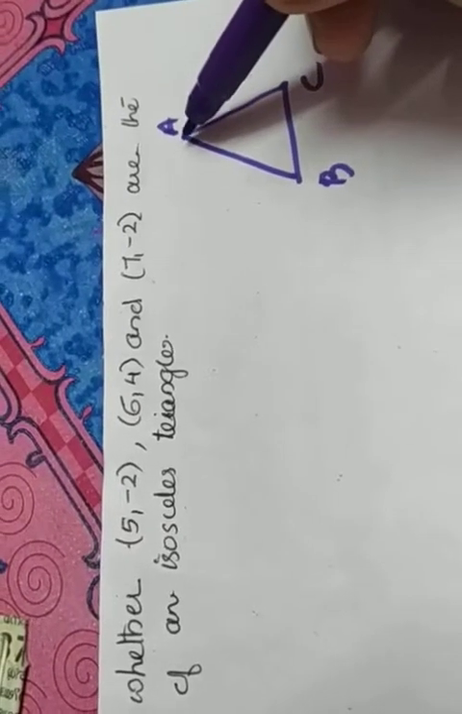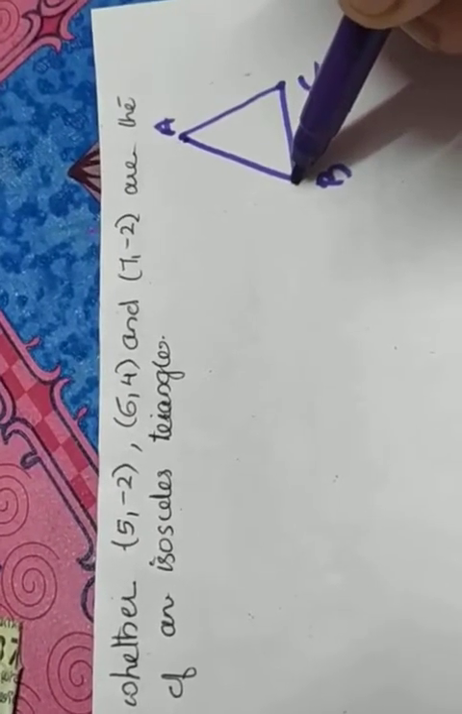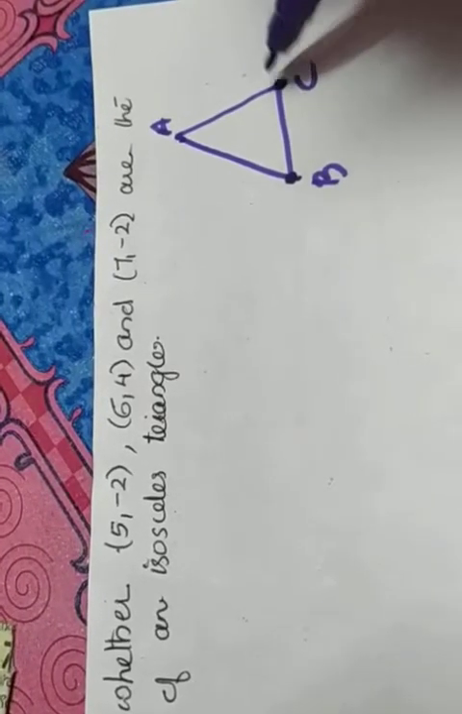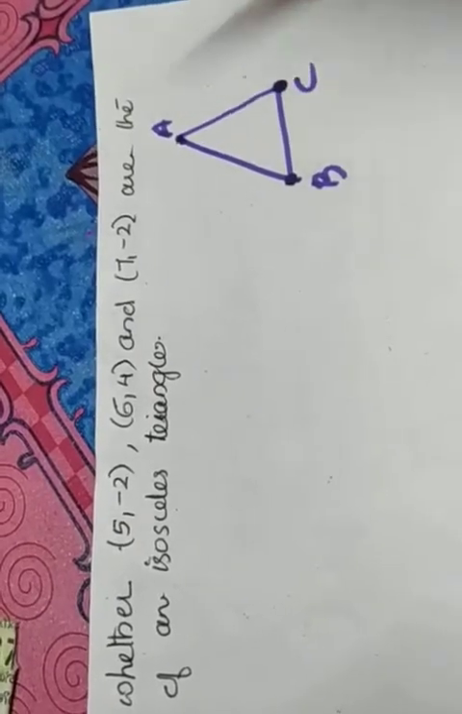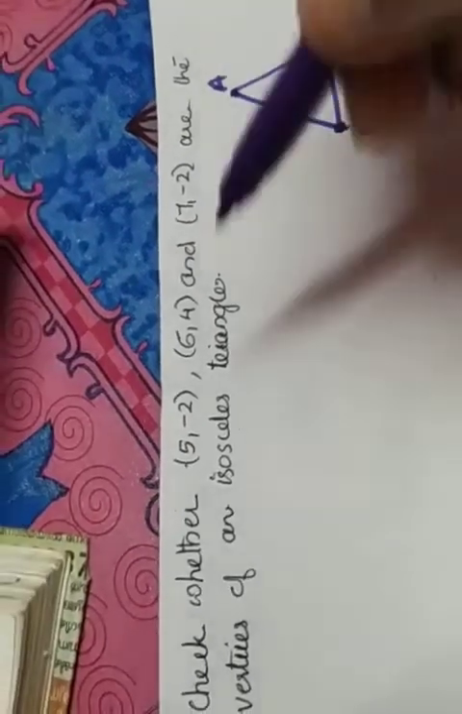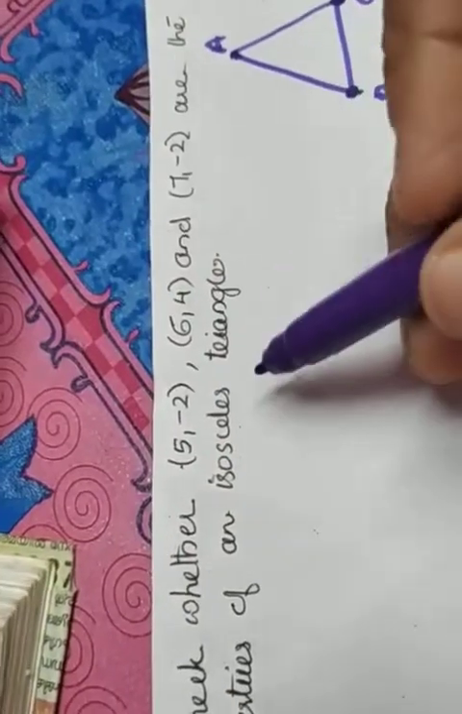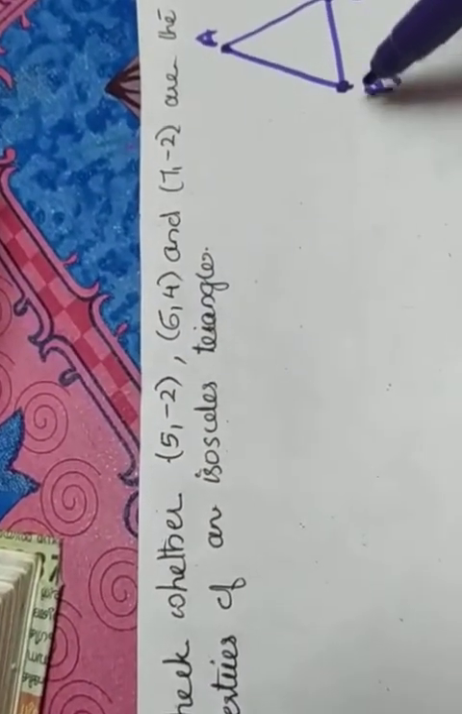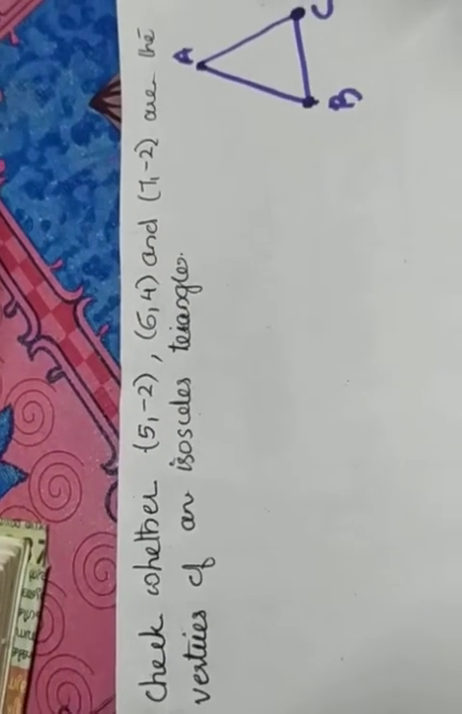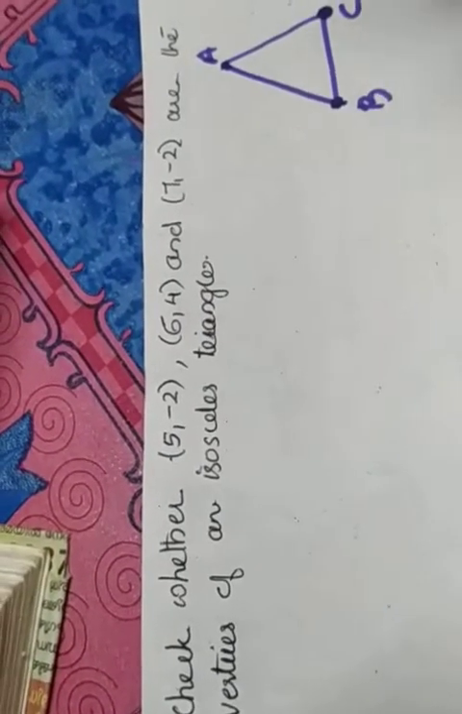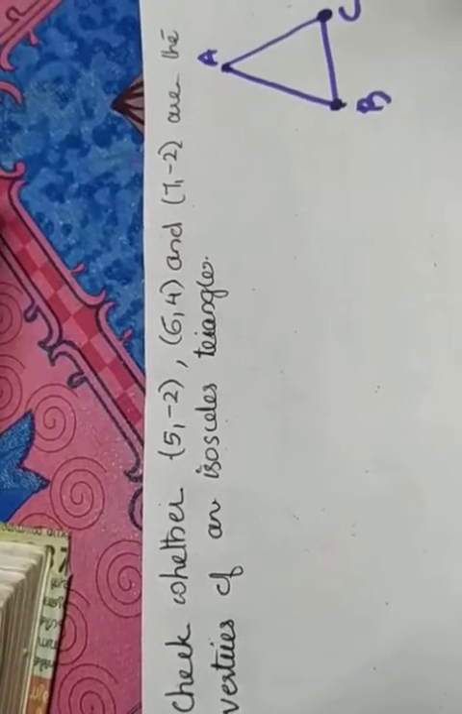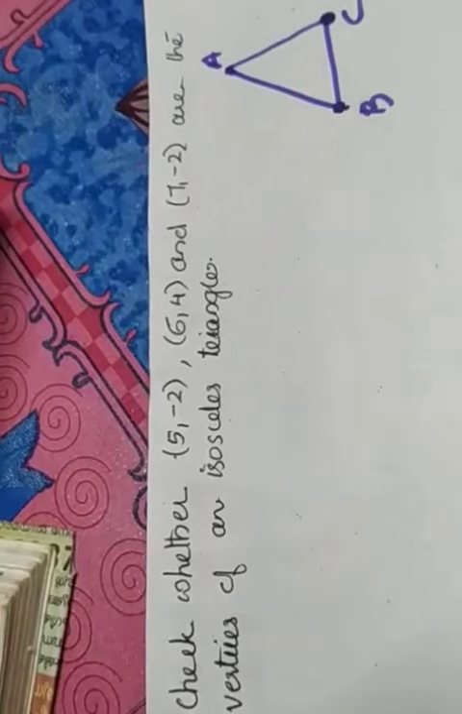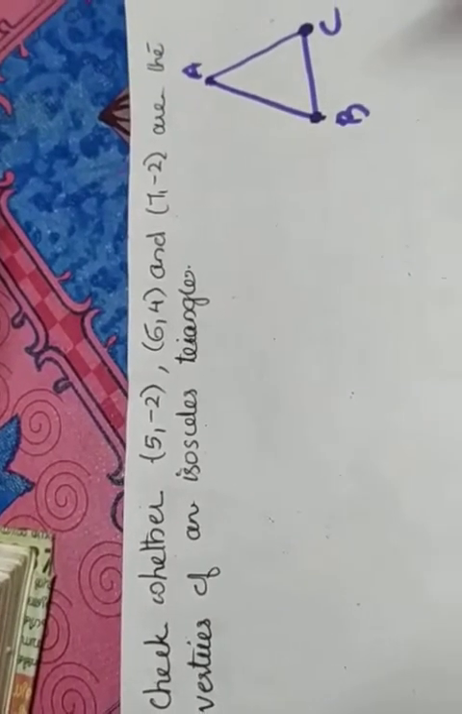Which are the sides of this triangle? One side is AB. We find AB using the distance formula. The second side is BC; there also we can apply the distance formula. The third side is AC; there also we can apply the distance formula. So to check whether the given three points form an isosceles triangle or not, we have to find AB, BC and AC and check whether any two are equal. If we get all the values of AB, BC and AC equal, then the triangle will be an equilateral triangle.